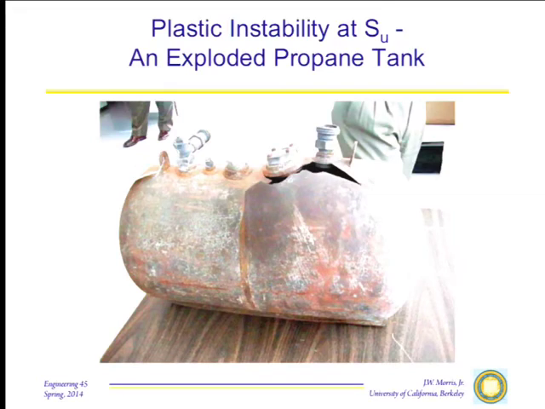So these kinds of failures, tank explosions and such things, are examples of getting yourself into a situation where the pressure causes the stress in the wall to exceed the ultimate tensile strength. These are plastic instability failures. Of course, you can also get tank failures from true fracture, but this one was plastic instability.